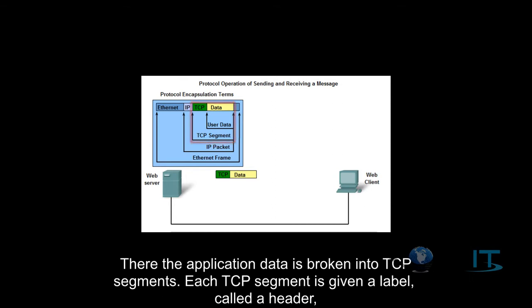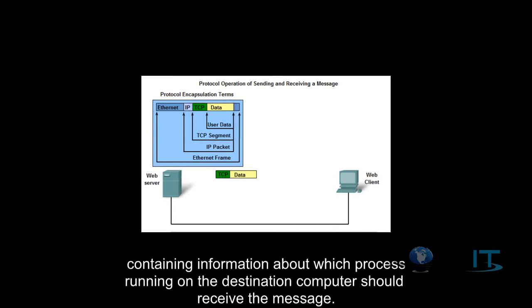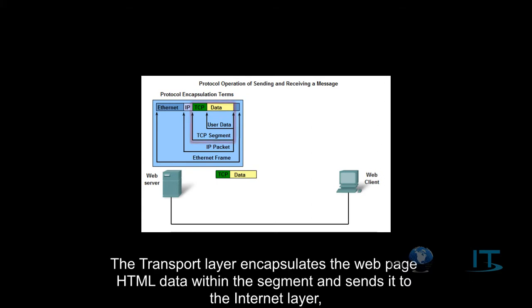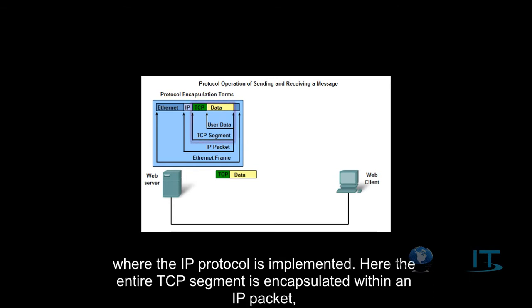Each TCP segment is given a label called a header, containing information about which process running on the destination computer should receive the message. It also contains the information to enable the destination process to reassemble the data back to its original format. The transport layer encapsulates the web page HTML data within segments and sends it to the internet layer, where the IP protocol is implemented.